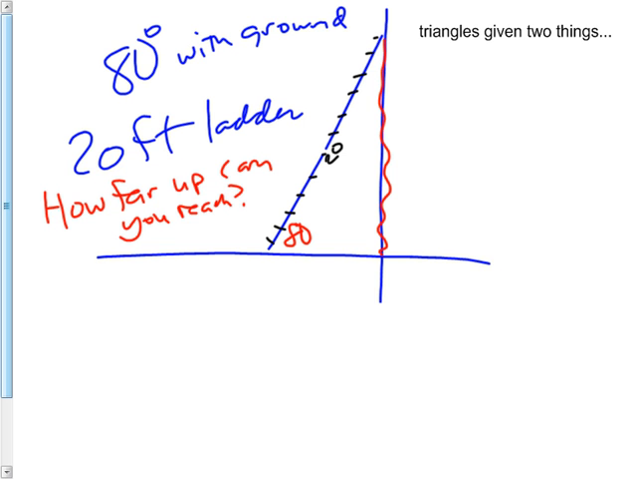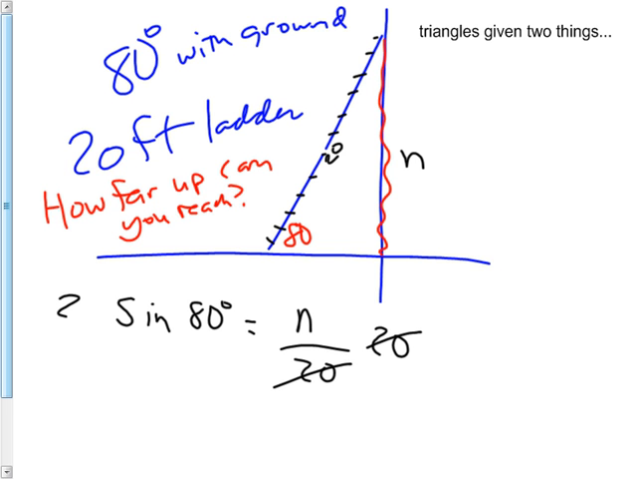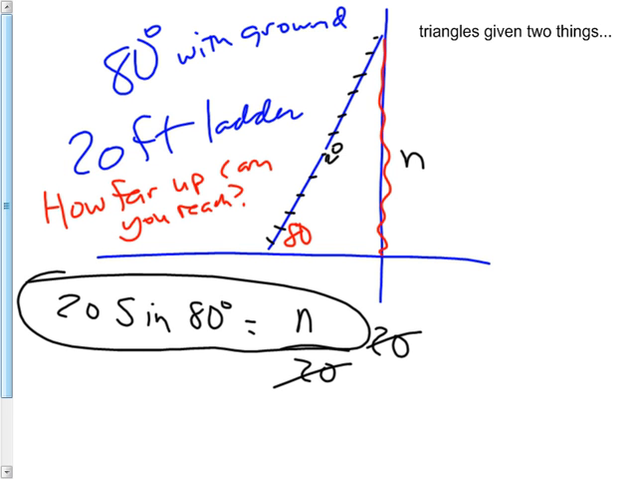You should have said, I need to know this. That's the opposite side. So I'm going to go sine of 80 equals n over 20. Raise your hand if you set it up that way. Good. Then you got to try to get the n alone. If you left it this way, I mark it wrong because it's not solved. If you get the 20 here and here, those cancel. 20 sine 80 is a good answer.